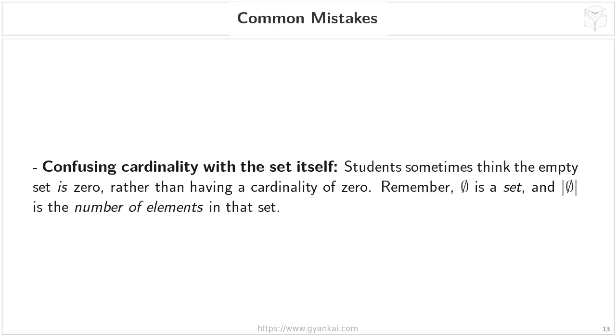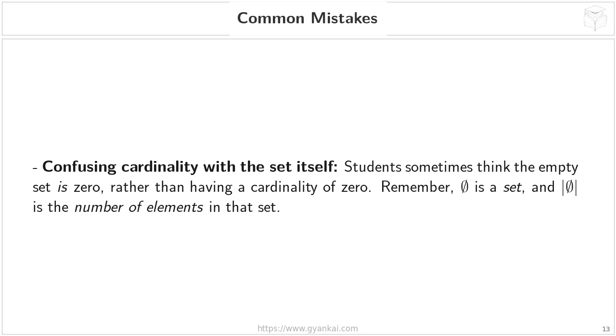Common mistakes. The first point here is about confusing cardinality with the set itself. Now, remember we talked about cardinality earlier. It's simply the number of elements within a set. So, if I say the cardinality of a set A is 3, that means set A contains 3 elements. The empty set, as we've established, contains no elements. Therefore, its cardinality is 0.